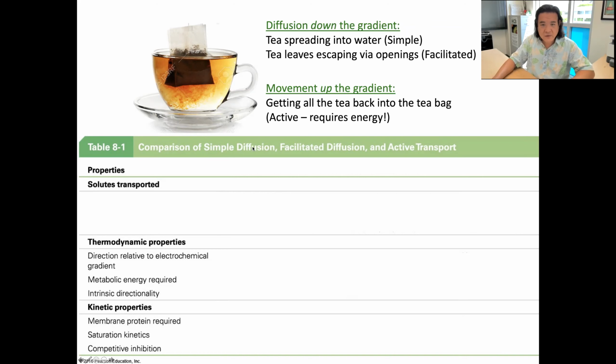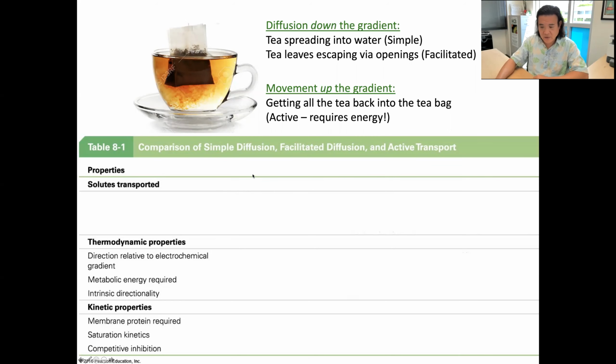Okay? So the opposite would be moving things against the gradient. Right? So that would be, if you imagine being able to collect all the little molecules that have diffused out into the water here and somehow getting them back into the tea bag. I don't think it takes a lot of imagination to know that that would require a lot of effort, right? So moving things up a gradient would require energy, right? And that'd be active.